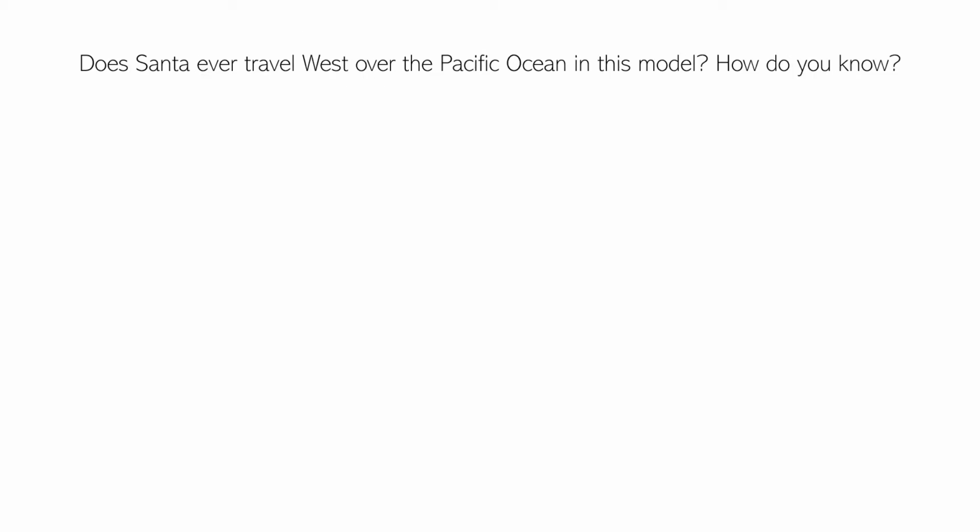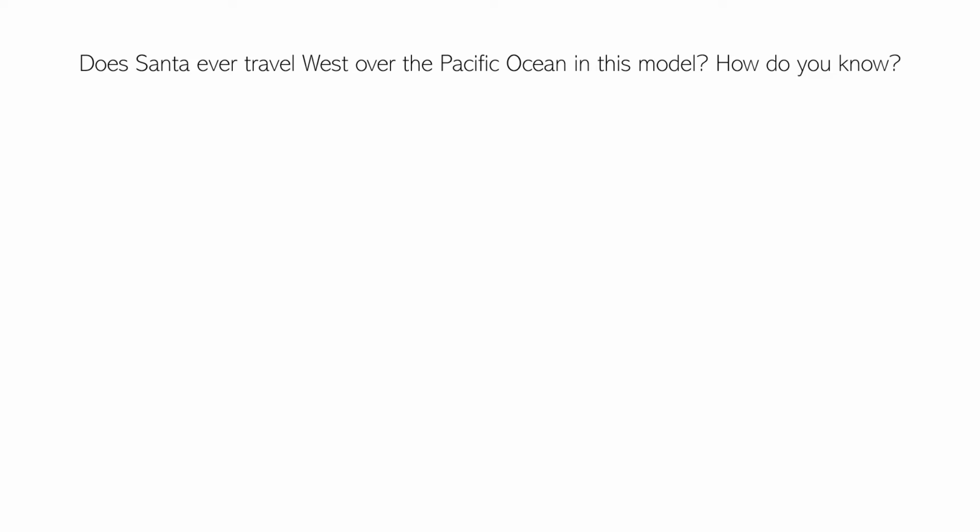Part C. Does Santa ever travel west over the Pacific Ocean in this model? How do you know? How can we find out if Santa travels west given only an equation? So this problem assumes that east is synonymous with positive values for x of t. Therefore, west must align with negative values for position, and a westward moving direction must indicate a negative velocity, since velocity is a change in position. We therefore need to find out when v of t is negative to find out if Santa is traveling west.